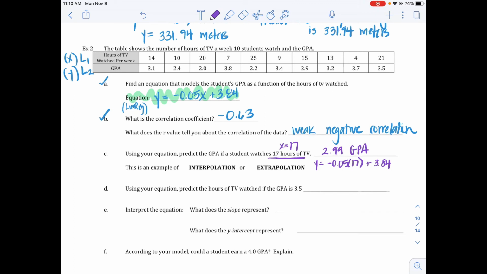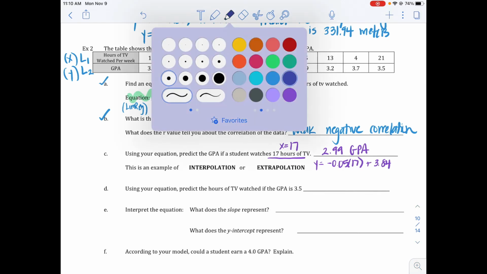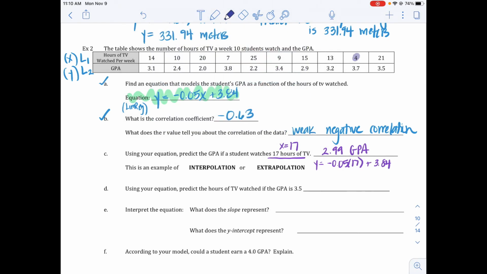Now, is this an example of interpolation or extrapolation? Now let's look at our values. My x values over here in the table of values, my minimum is 4, and my maximum is 25, and 17 falls within it. So it's an example of interpolation.